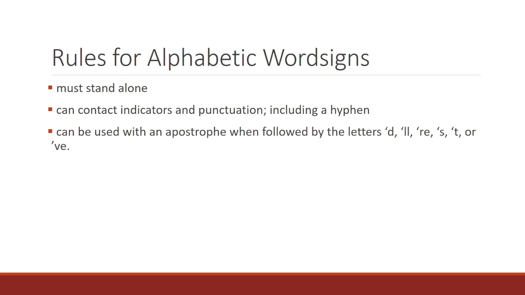The alphabetic word sign can come in contact with indicators, such as the capital indicator and punctuation, including the hyphen. Lastly, the alphabetic word signs can be used with an apostrophe when followed by the letters D, LL, RE, S, T, or VE.